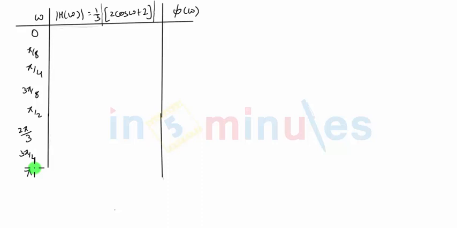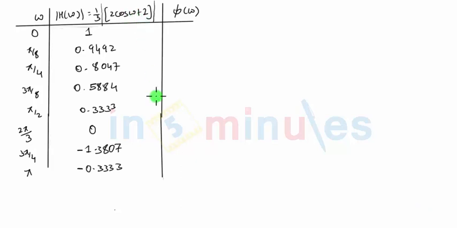So all you have to do is find the values of mod H of omega and put them in the first column, find the values of phase phi of omega and put them in the second column. Once you use the calculator in function mode and put the various values of omega in this predefined function, you will get all these values. So you can see that up to 2 pi by 3 the values of magnitude response start from 1 and keep on reducing. All these values are positive, and hence phi of omega will remain 0 in all these cases.